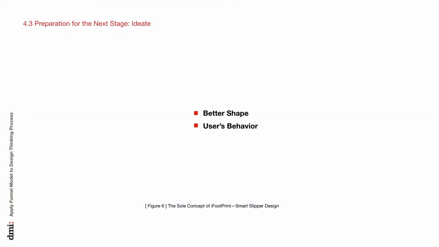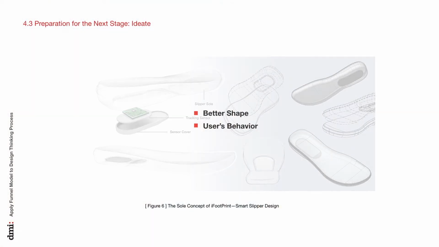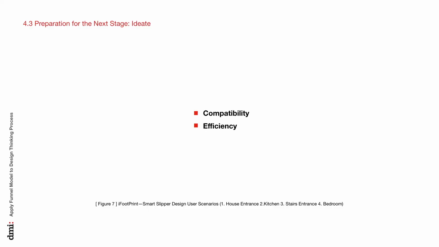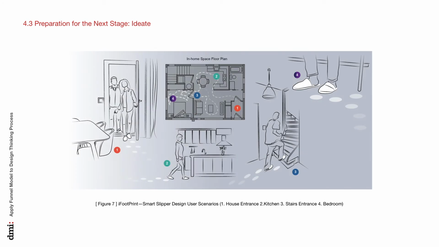The 2 keywords, better shape and user behavior, lead the design team to dig out the potential in parametric design. For another 2 keywords, compatibility and efficiency, several storyboards are created to depict the using scenario and interactions between existing IoT smart home products and the smart sleeper.